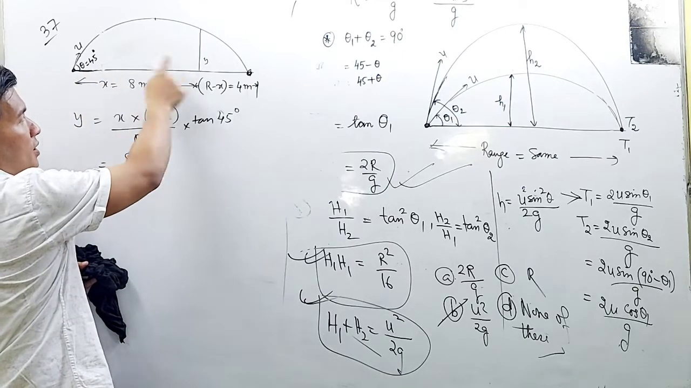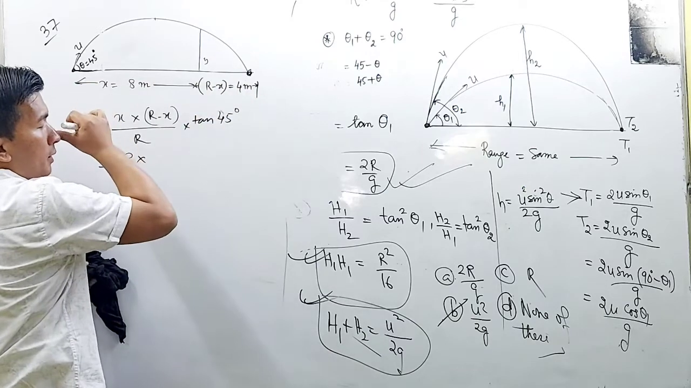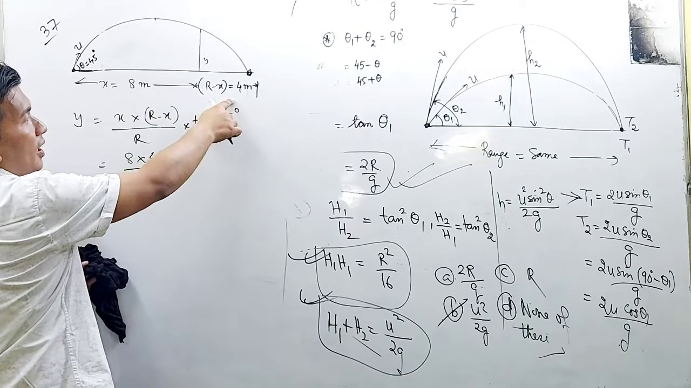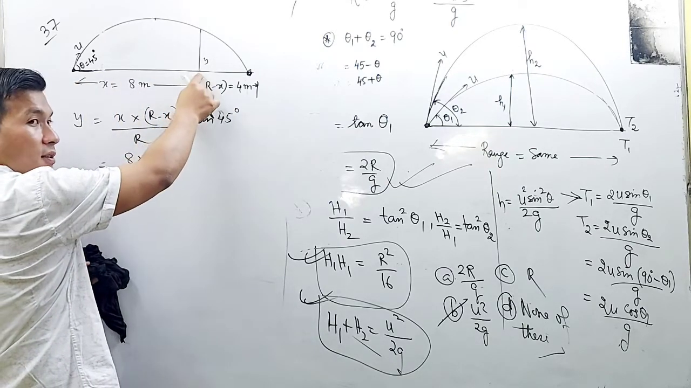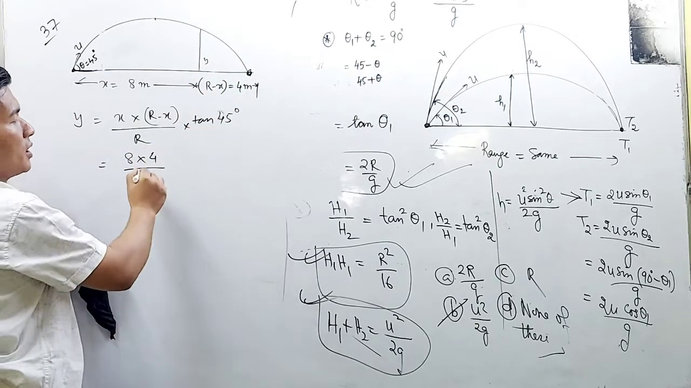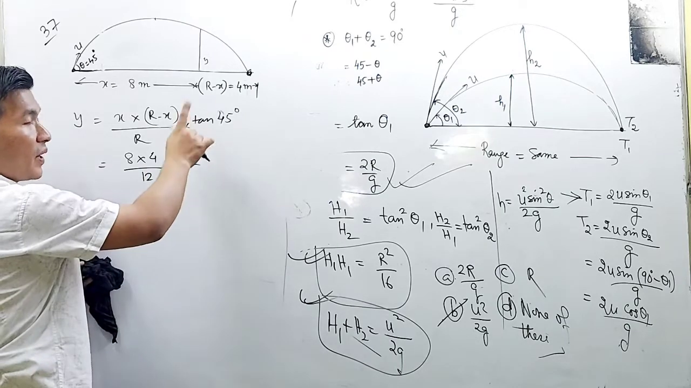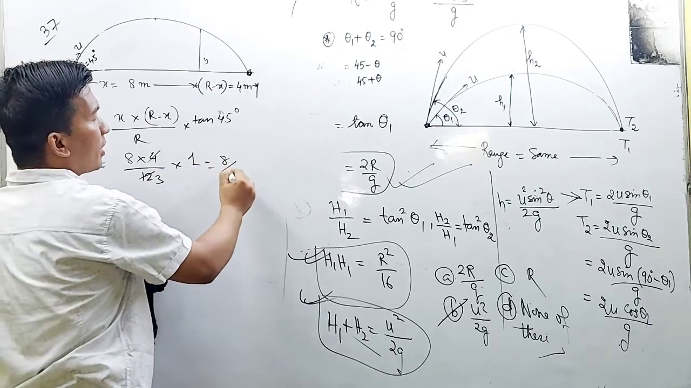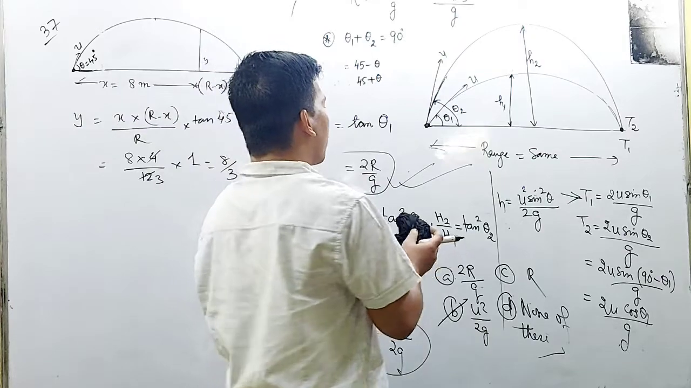Distance of projection is 8 meter, the striking distance is 4 meter, so 8 into 4 divided by the range. From here to here this is 8 meter plus from here to here 4, so 8 plus 4 is 12 meter. Tan 45 will be equal to 1. This is equal to 3, our answer will be 8 by 3. Finish. Understood? We utilize the direct formula.